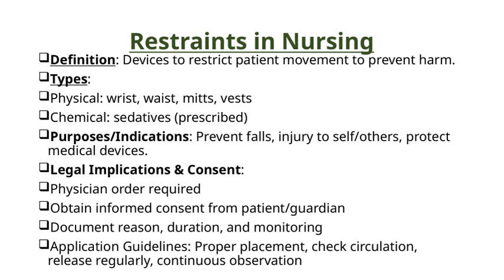Restraints in nursing are devices used to restrict a patient's movement to prevent harm. They can be physical, such as wrist, waist, mitts, or vest restraints, or chemical, which involve prescribed sedatives. The main purposes of restraints are to prevent falls, injuries to the patient or others, and to protect medical devices.